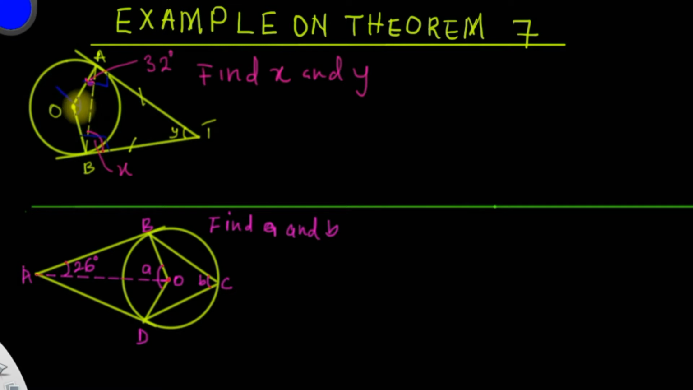Let us denote this angle by t. Obviously, we know that t plus y will give us 180. So we have to be able to find t before we can get y.